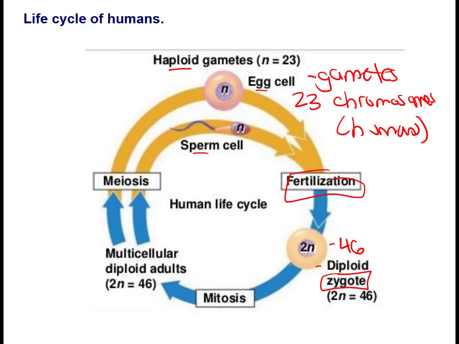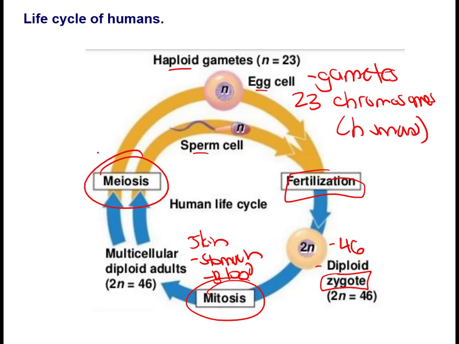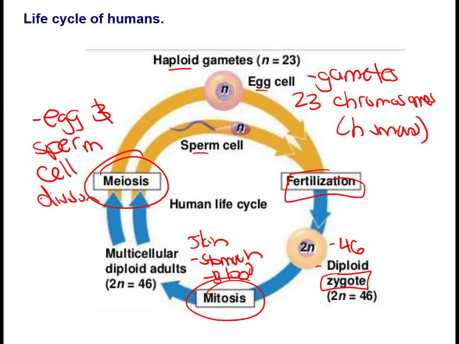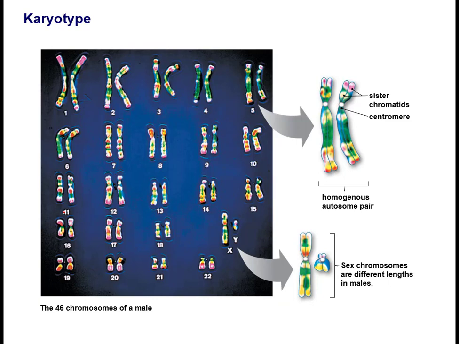Diploid cells are then going to reproduce and divide through mitosis, and that's going to form those specialized cells like skin cells, stomach cells, blood cells, whatever. And these cells all divide through mitosis. Now, the egg and the sperm cells, though, they do not divide by mitosis. They divide by meiosis. So meiosis is basically egg and sperm cell division. Now, this is going to be important later.